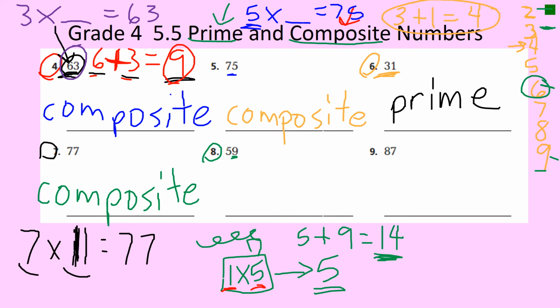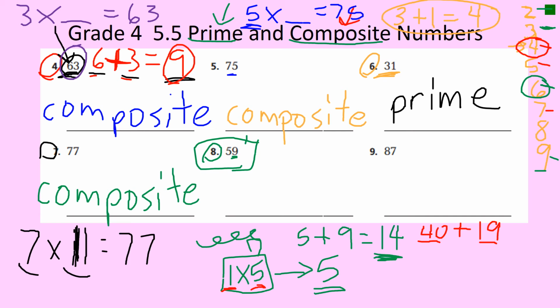All right, so for 59, I'm going to use some break apart strategies here. If I did 40 plus 19 is 59, right? Because now I'm checking my 4s. I'm seeing if it's divisible by 4. I know that 40 is divisible by 4, but is 19 divisible by 4? Absolutely not. So 4, you are also out. We know it's not divisible by 5.